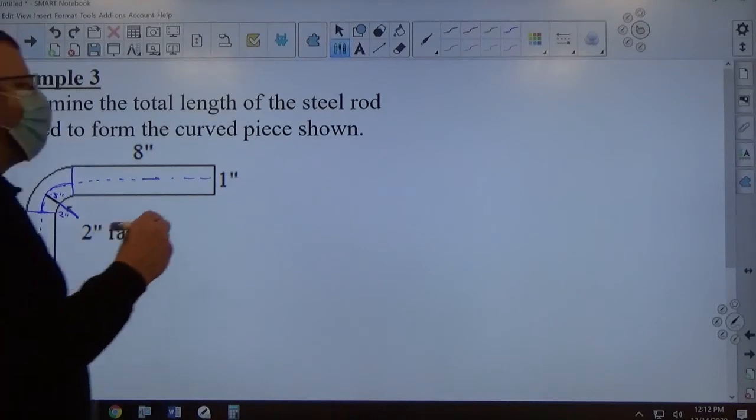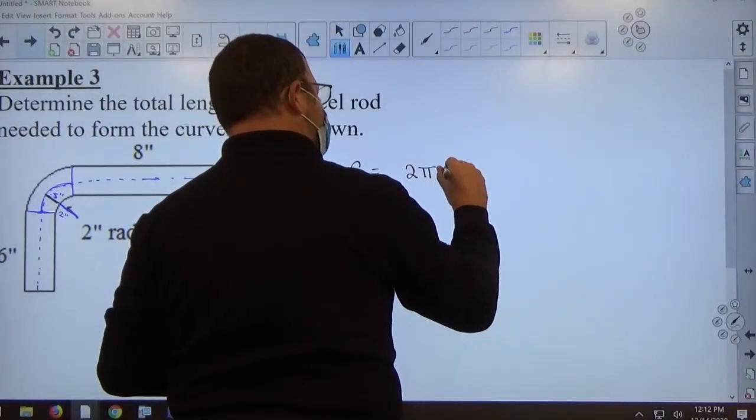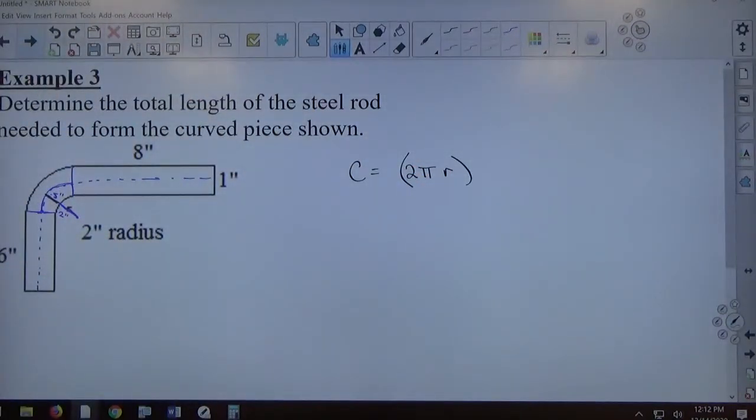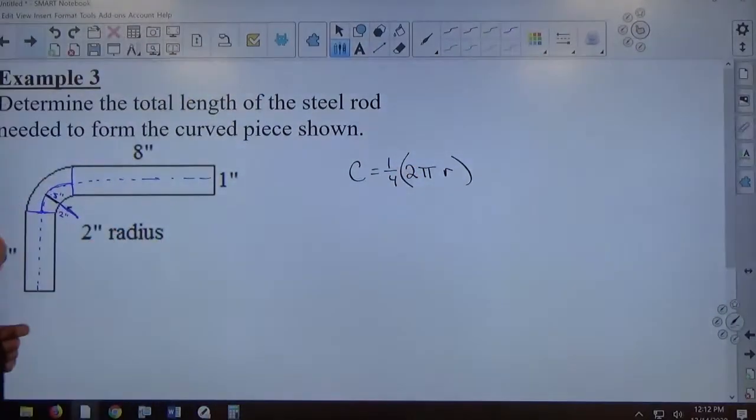So if I know the circumference of a whole circle is 2 pi times the radius, and the length we're dealing with is only 1/4 of the circle, I'm going to take the circumference formula times 1/4. If it was half a circle, we'd go a half. If it was 3/4, we'd go 3/4. It's usually something in that neighborhood: 1/4, 2/4, which is a half, 3/4, or a whole. They don't usually go like 7/8 of a circle or anything weird like that when they're bending these things.